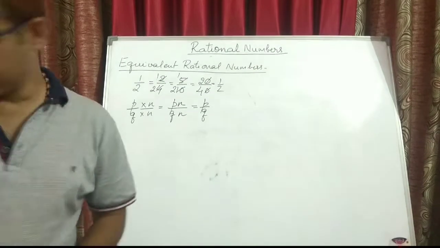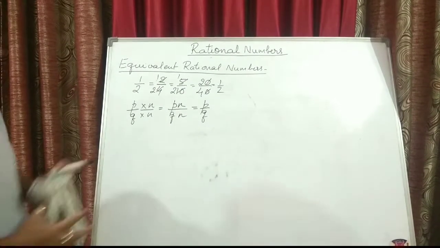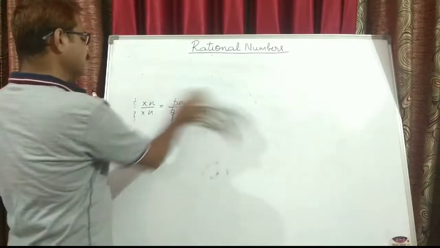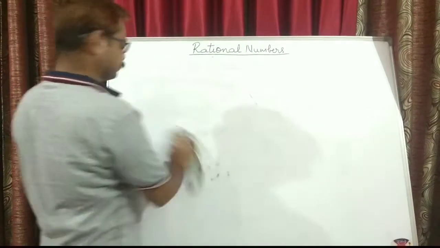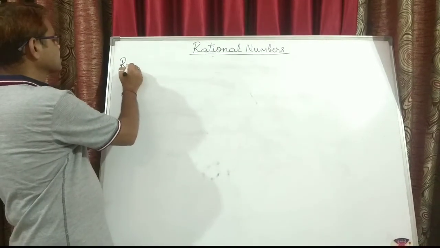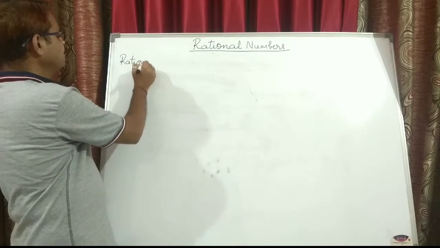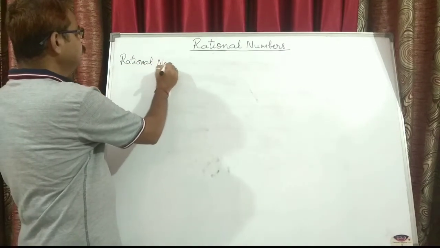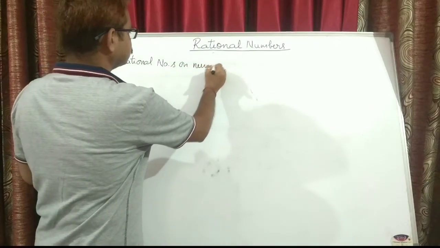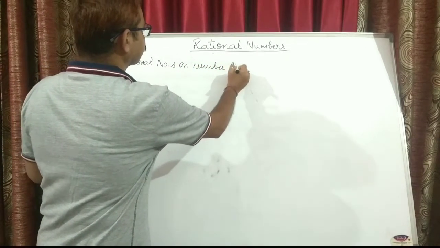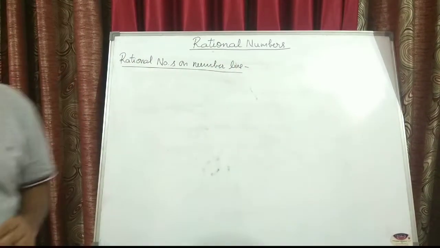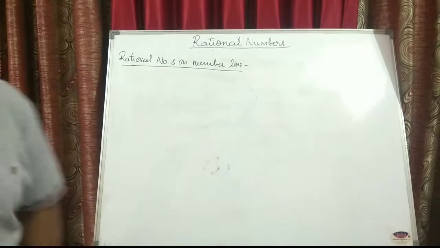Next topic is rational numbers on a number line, meaning how to represent rational numbers on a number line. Let's take an example. I will be discussing it with the help of an example.